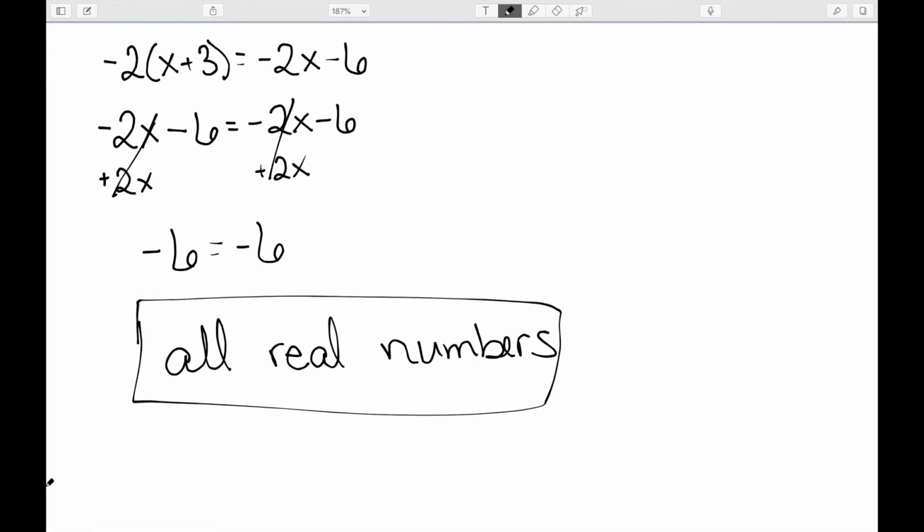So these are the two kind of strange things that could happen. We can get one solution, which is what happens most of the time. We could get no solutions, this equation is never true. Or we could get all real numbers, this equation is always true. So let's look at a few more examples.